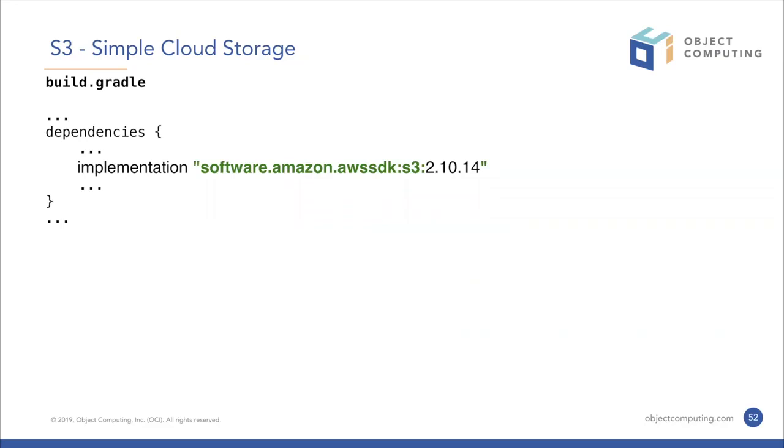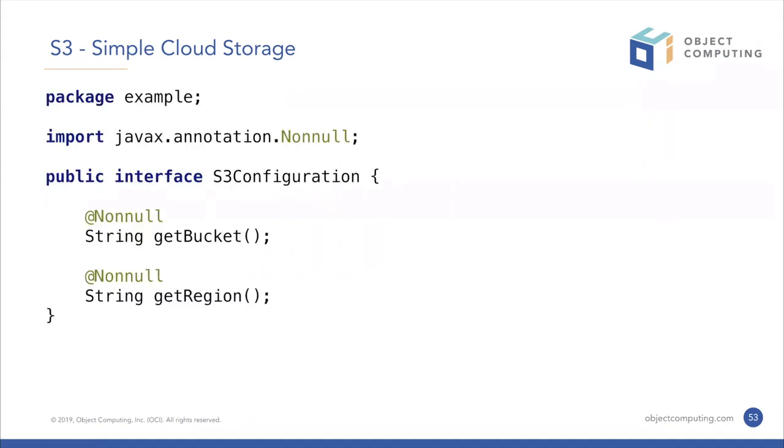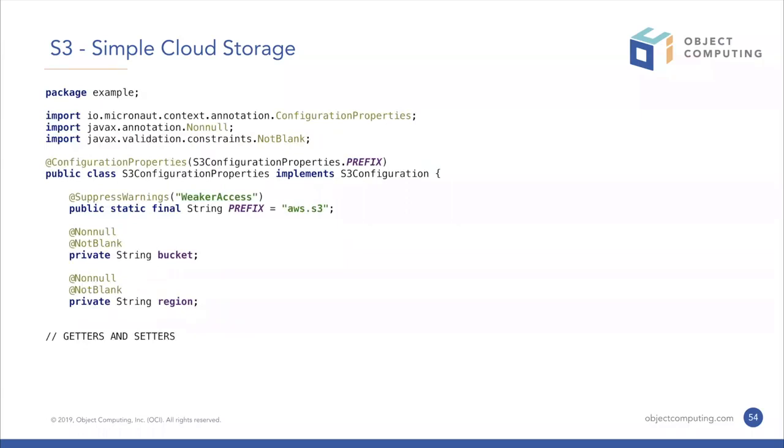Again, I am pulling in the S3 dependency. I'm creating a configuration with a couple of matching configuration properties. I am using the AWS S3 prefix. That's completely optional.